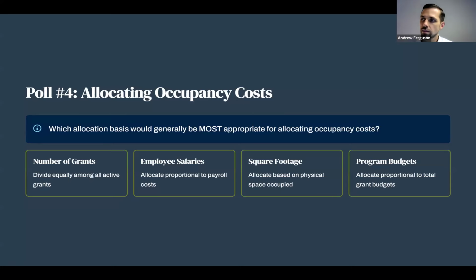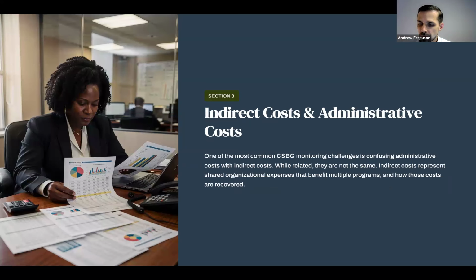All right. We'll move on now to the next section. This is I think probably the meat of all of this. So take it away. All right. Indirect costs versus administrative costs. They are not the same thing.